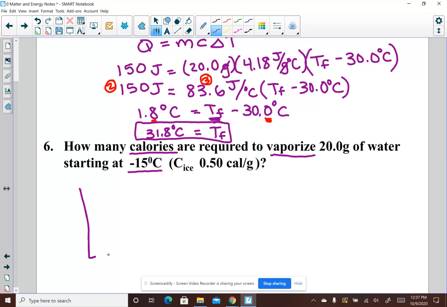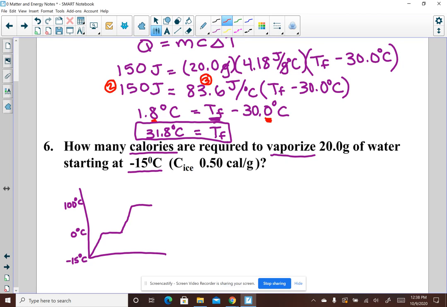So to get to vaporization, I have to take that solid. Let's draw a little diagram here. I have to add heat to it, I have to melt it, turn it into a liquid, and then get it hot enough to start boiling. Anytime you're going through multiple different sections on a heating curve or a cooling curve, you need to use multiple different formulas to solve. So I started at negative 15 degrees Celsius. It melts at 0 degrees Celsius and it boils at 100 degrees Celsius.